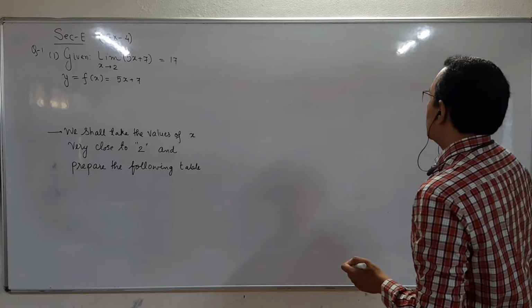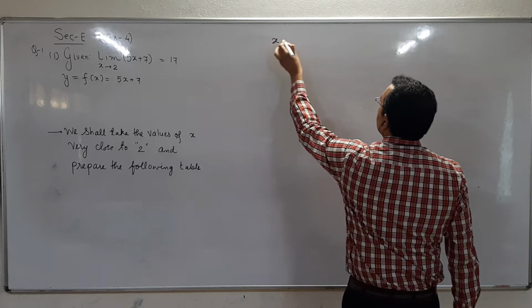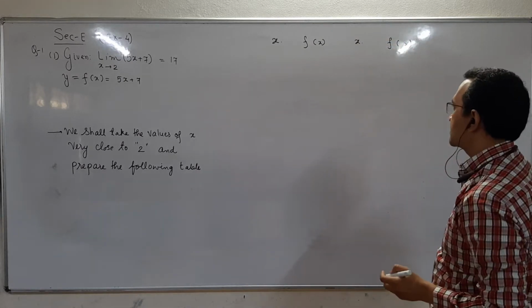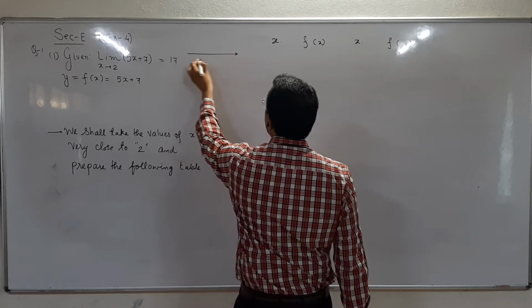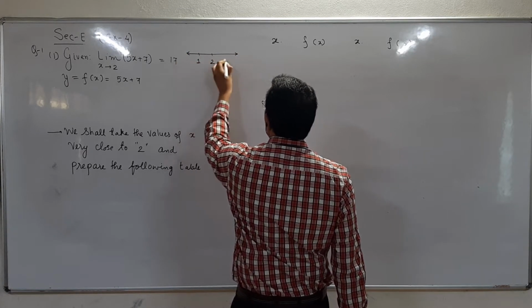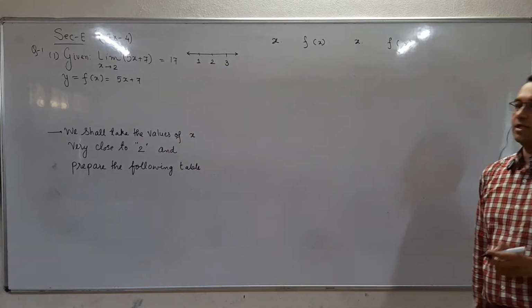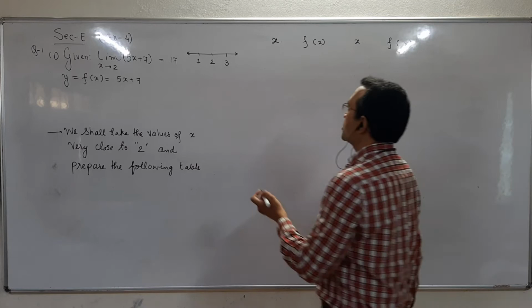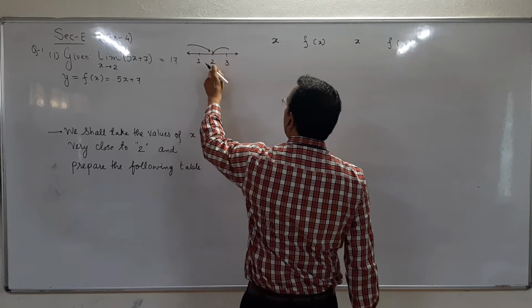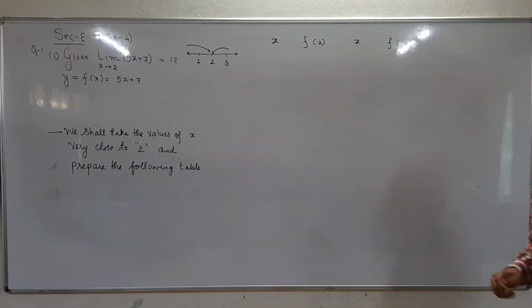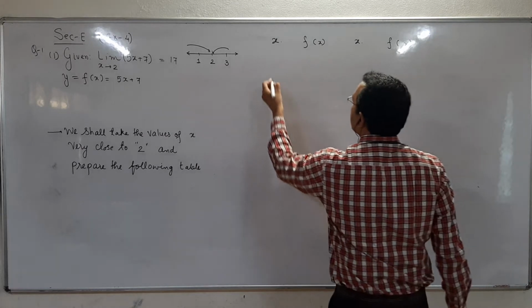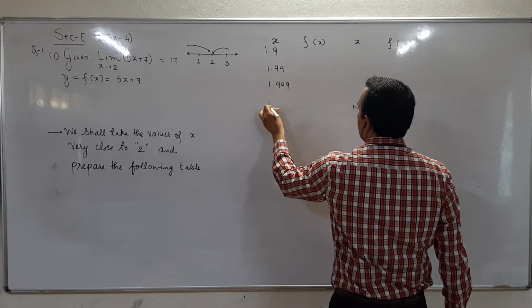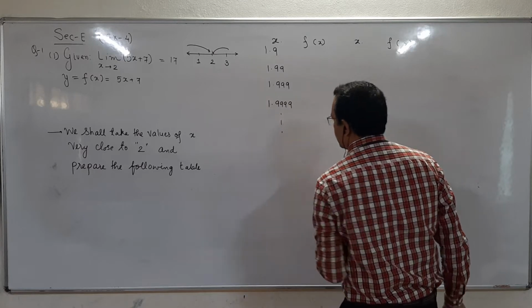Now, students, in the table we are making these columns: x and corresponding f(x). Draw the number line as usual. So this is 2. Left hand side value is 1, right hand side value is 3. So students, we can approach 2 from two sides, either from the left side or from the right side. I told you always shift 0.1. So 2 minus 0.1, the left hand side values will be 1.9, 1.99, 1.999 and onwards.